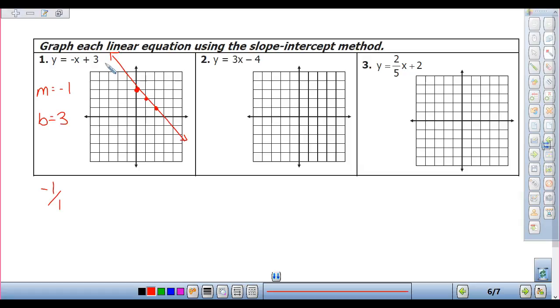Okay? So number 2, what's our starting point? Negative 4. So we're going to go on the y-axis and start at negative 4. And then our slope is 3 over 1. So that means to do what? Up 3. 1, 2, 3 over 1. Up 3, 1, 2, 3 over 1. Extend our line.